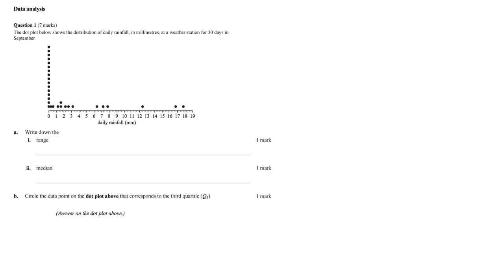In question 1, we are given a dot plot that shows the distribution of daily rainfall in millimeters at a weather station for 30 days in September. In part AI, we are asked to write the range of this distribution. This question is worth 1 mark, which is going to be an answer mark for the correct answer.